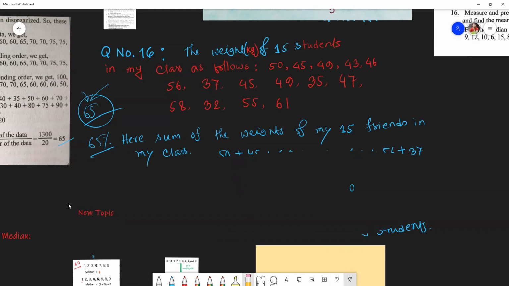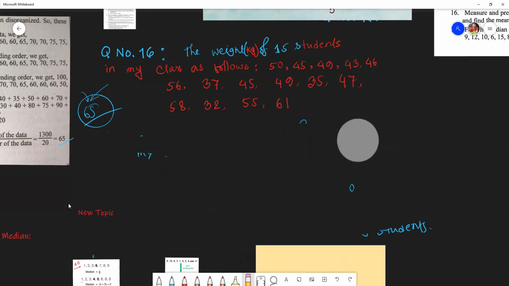Read the questions properly and see the information. Which information is given? The weight. The weight in kg of 15 students in my class is as follows: 50, 45, 49, 47, 43, 46, 56, 37, 45, 49, 35, 47, 40, 58, 32, 55, 60.